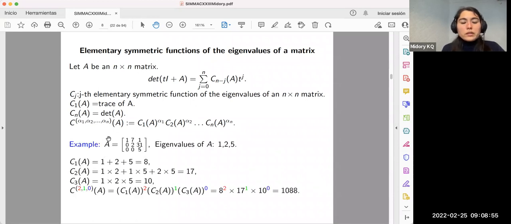So for example, if we have this matrix, its eigenvalues are 1, 2, and 5. So the trace will be just the sum of the eigenvalues. The second elementary symmetric function will be multiplying two eigenvalues, and then we sum up everything. And the third elementary symmetric function will be the determinant, or the product of these eigenvalues. And just to give a concrete example, if we have this multi-index 2, 1, 0, we assign to the trace the exponent 2, to the second elementary symmetric function 1, and to the third one just 0.